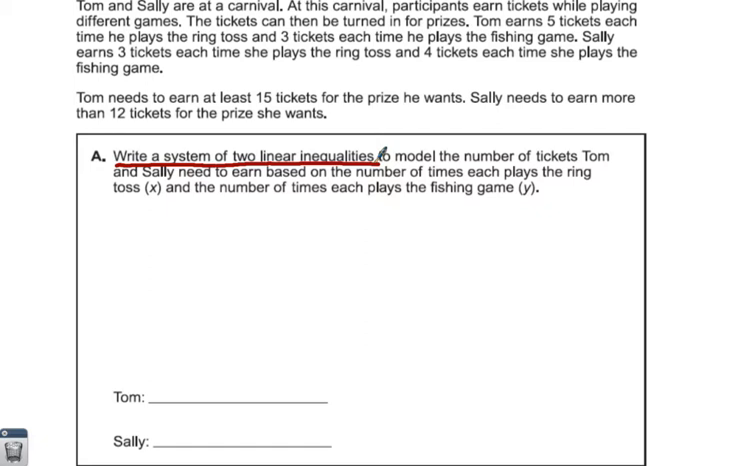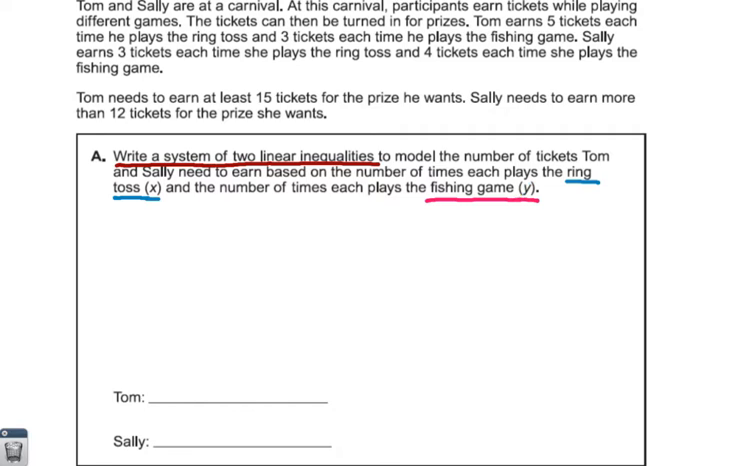All right? And again, it's going to be super important to pay attention to the fact that x is the number of times each person plays the ring toss, and y is going to be the number of times each person plays the fishing game. So again, x is not how much it costs to play the ring toss. It's not anything other than the number of times. And that needs to hold true in the inequalities that you write in your system.